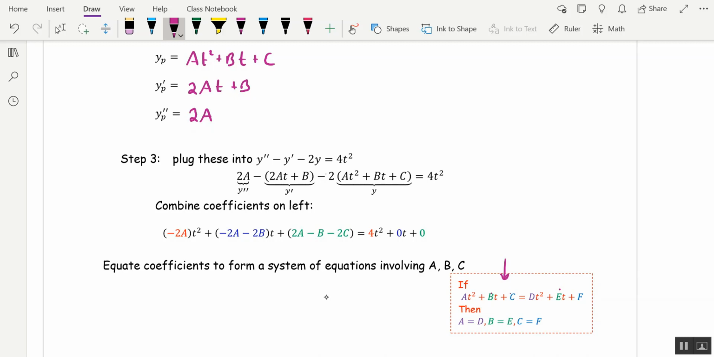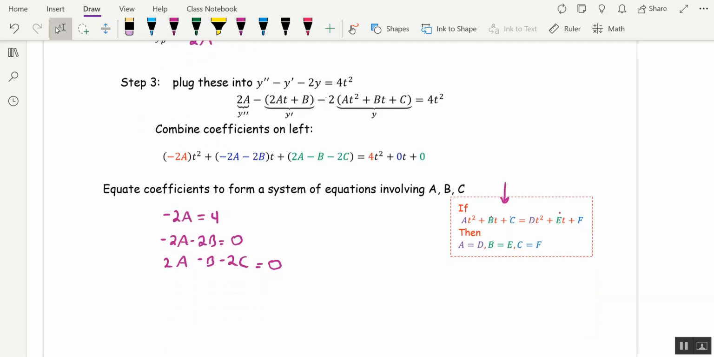I know that -2a must be 4, and I've color-coded it, so the reds are equal, the blues are equal, and the greens are equal. -2a minus 2b is 0, and 2a minus b minus 2c is also 0. So 3 equations, 3 unknowns.